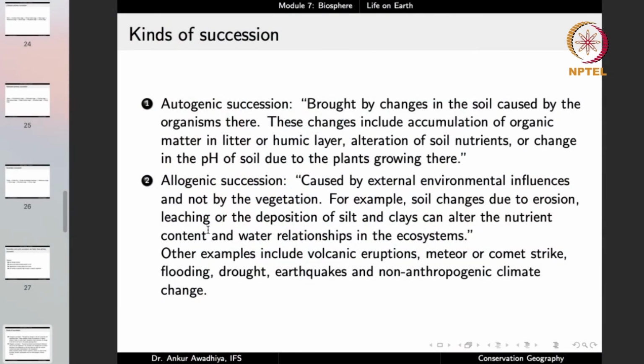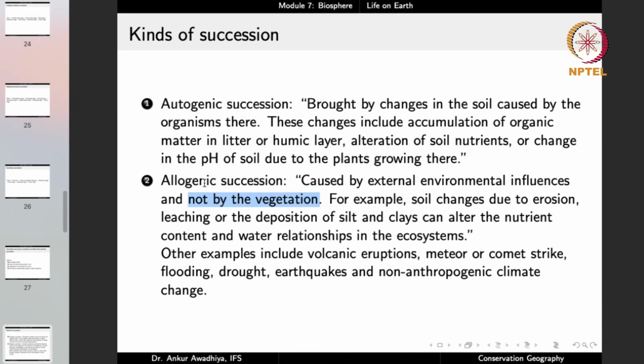Allogenic: allo is other, genesis is production. So it is a succession that is produced by others, not by the plants and animals that are living in the area, caused by external environmental influences and not by the vegetation. For example, soil changes due to erosion, leaching, deposition of silt and clays can alter the nutrient content and water relationships in the ecosystems, but these changes are not being brought by the vegetation, and so we will say that this is an allogenic succession.